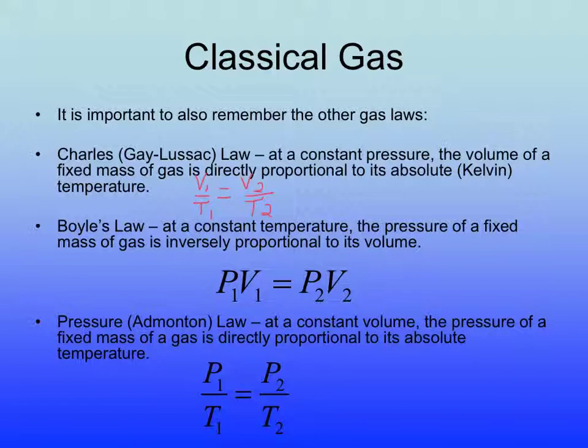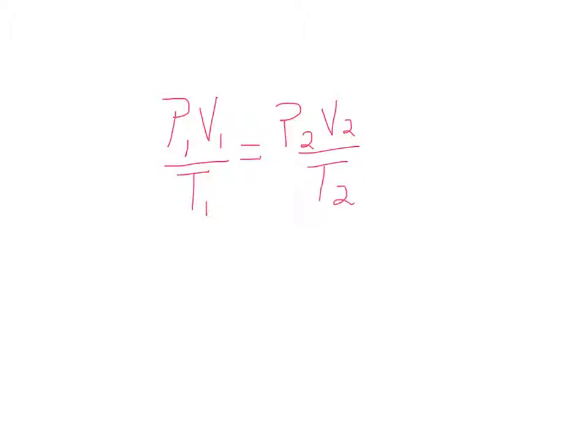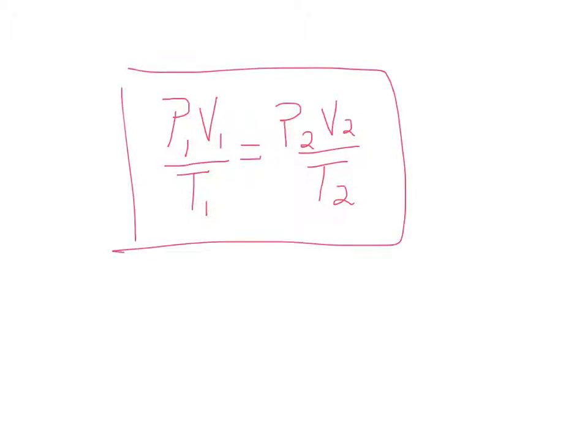Notice then that this leads us to our combined gas law, and this also comes really from the ideal gas law, and it simply says that P1V1 over T1 equals P2V2 over T2. And remember that these are all actually equal to that nR constant, but this ties them all together. And then if one of these three variables is constant, obviously it just falls out of the equation.